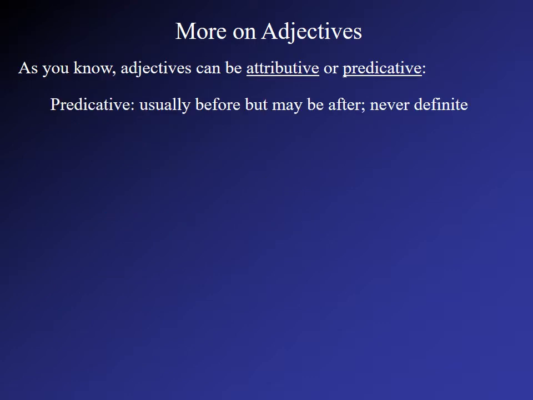Now we can also talk about predicative adjectives. You remember that predicatives form a sentence. That is, they provide the predicate to the noun. So the rule for predicates is they're usually before, but they may be after, and they are never definite. If you see a definite adjective, it is not predicative. So for instance, here we have tova haaretz. Now you see here the adjective tova comes before the noun haaretz, and it is not definite. So this has to be a predicative adjective. It cannot be attributive because the adjective comes before the noun and these disagree in definiteness. So this is a clear case of a predicative adjective. The land is good.